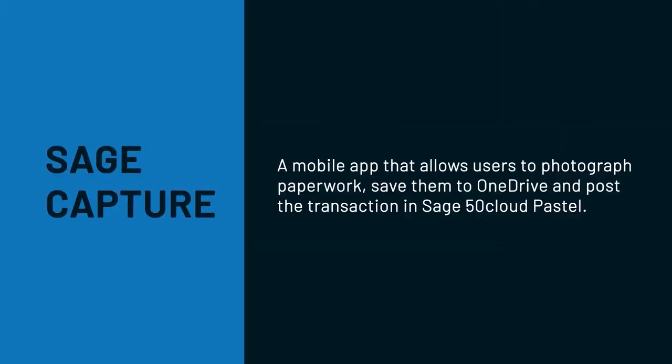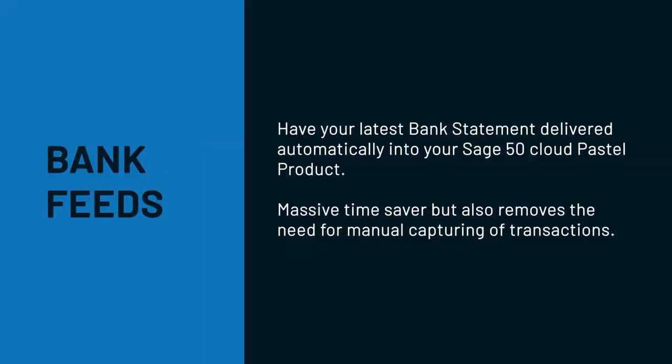Sage Capture is also one of the new cloud features introduced within the new version. This allows you to take a photo of your source documents, save them to OneDrive, and post the transactions into Pastel. For example, if you go out to a coffee shop, you were on a business trip, you can now take a photo of that slip and then you can put it onto OneDrive, and then your accountant can post it into Pastel when she's in the office. Automatic bank feeds is also another great addition.